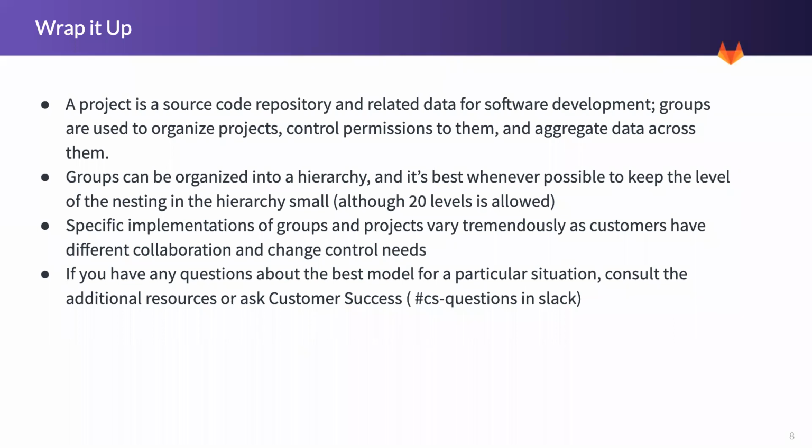And let's wrap it up. So a project is a source code repository for collaboration and software development, and a group is a way to organize sets of projects. You can organize groups into a hierarchy, and it's best to keep that level of nesting as small as possible. Specific implementations of groups and projects are going to be wildly different among different customers based on their specific needs.